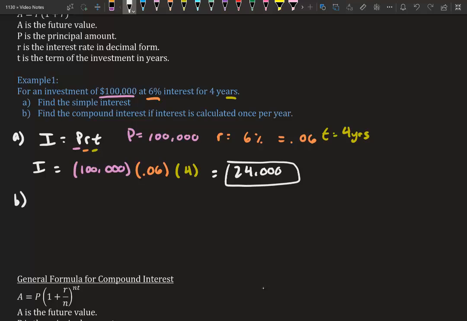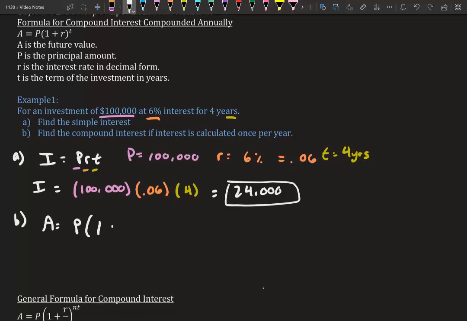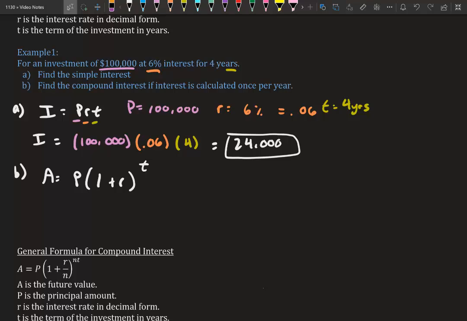Now let's think about compound interest. So compound interest, that's A equals P times (1 plus R) to the power of T. So our variables don't change. So once per year, that's just saying it's compounded once per year. That's how often something is compounded. In this case, we don't care because it's only once, but we're still doing it for 4 years. So our T, our R, and our P aren't changing.